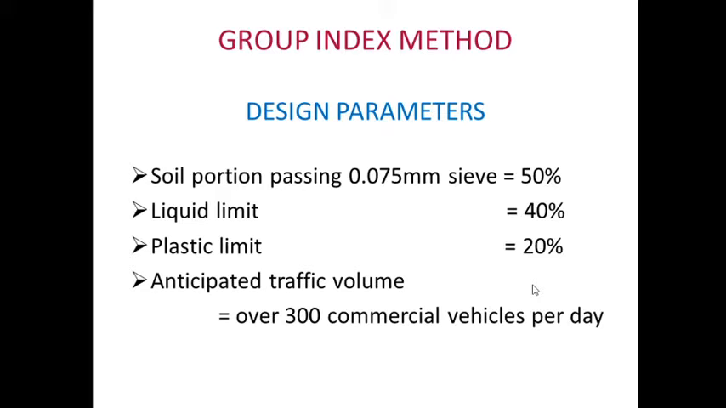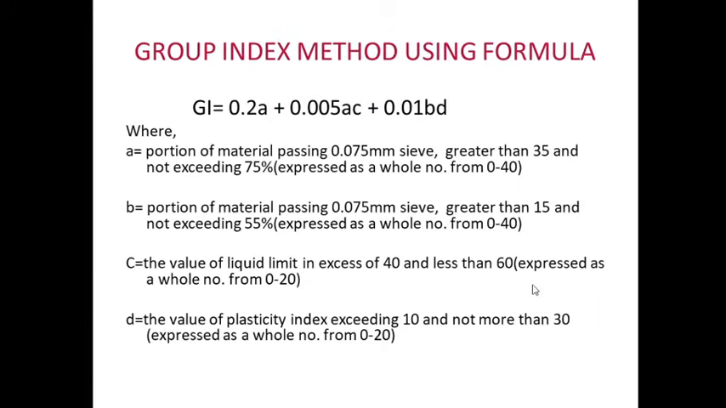Another parameter considered for the strength of subgrade soil is the percentage of fines passing the 0.75 mm sieve. That is 50%. For our problem, we consider the soil passing the 0.75 mm sieve, or 75 micron, is 50%, the liquid limit is 40%, the plastic limit is 20%, and the anticipated traffic volume is over 300 commercial vehicles per day. Then in the group index method, this is the formula for the group index value.